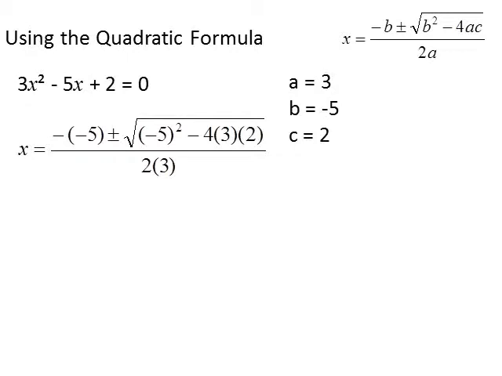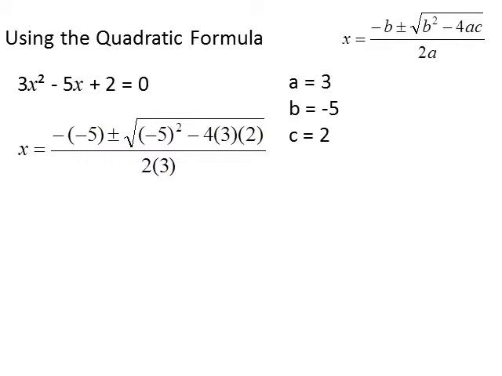Now, one thing to remember is the order of operations still applies. We're not changing the way we're doing math. But one caveat to that is that the long radical bar functions the same way as parentheses. So you have to do negative 5 squared minus 4 times 3 times 2 before you add that to the negative 5. Everything is stuck in there, just like it's stuck in parentheses.